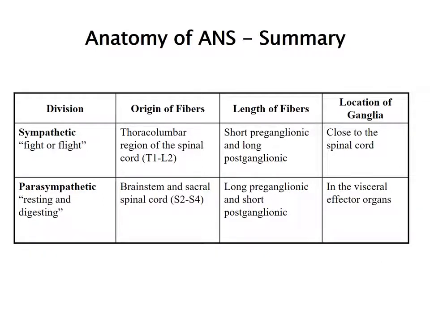Next, recall that the length of the fibers differs between sympathetics and parasympathetics. For example, sympathetic neurons have very short preganglionic and very long postganglionic fibers, whereas parasympathetics have really long preganglionic fibers and very, very short postganglionic fibers. And lastly, the location of the ganglia differs between each division. Recall that the sympathetic ganglia are very close to the spinal cord, whether they are pre-aortic or paravertebral. In contrast, the parasympathetic division has its ganglia located in the effector organs, such as the digestive organs, for example.